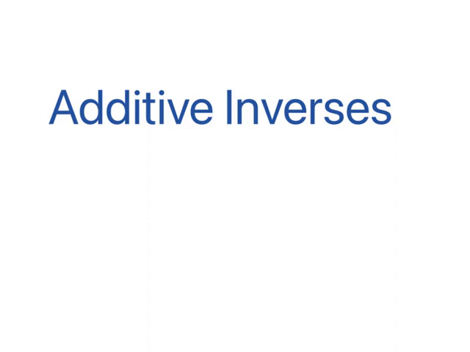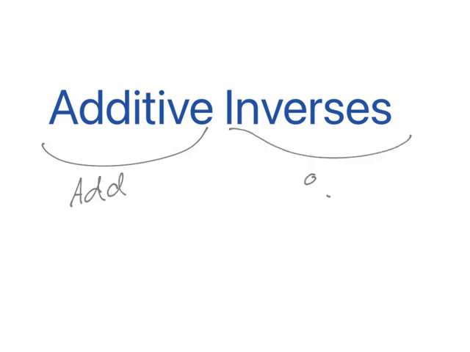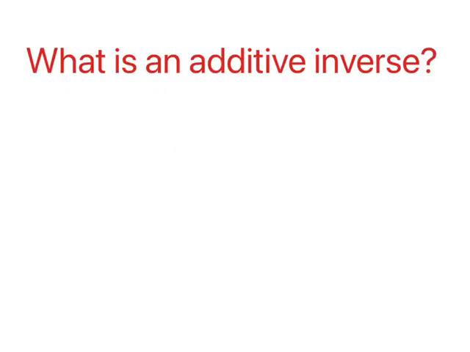Let's talk about additive inverses. Now, think about what this means. To add, inverses mean opposites, basically. So we're going to add opposites. Now, an additive inverse really is just that. If I add opposite numbers, what does that mean?